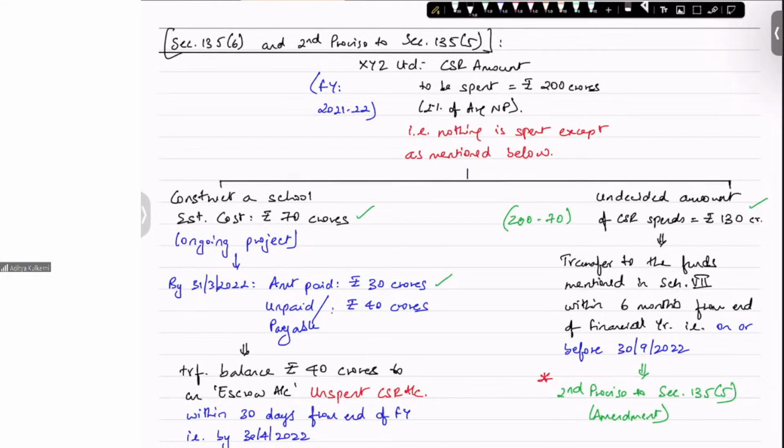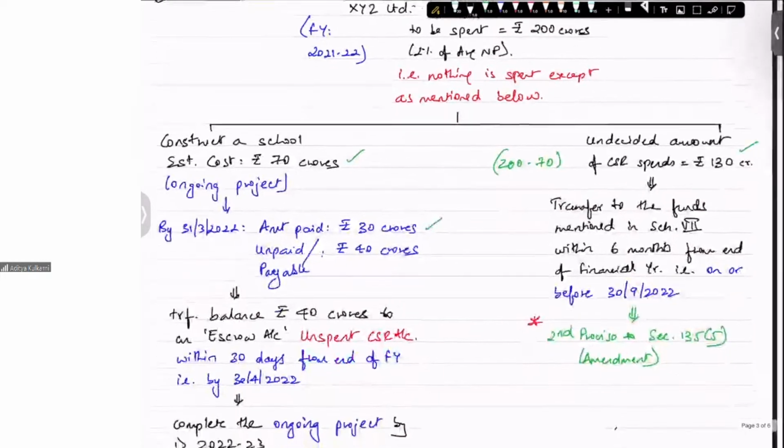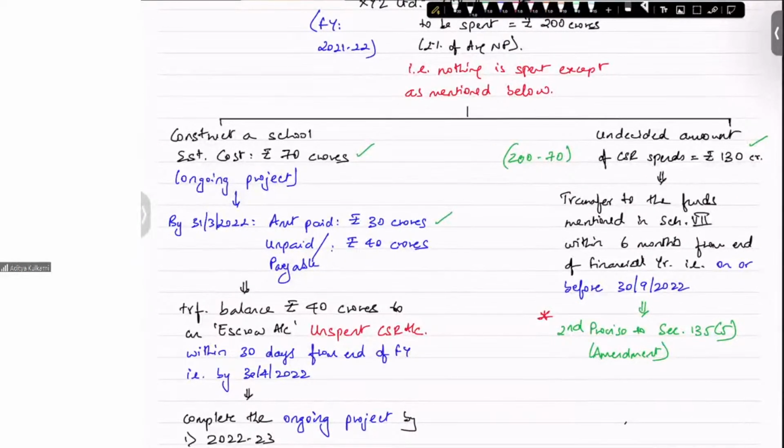Here you don't know where to spend. So what the government tells is, if you don't know where to spend, you transfer the money to us, that is Schedule 7. And in Schedule 7, once you transfer, we will incur the activities of social responsibility. You give the money to us, we will do the needful. So this is the second proviso to section 135(5).